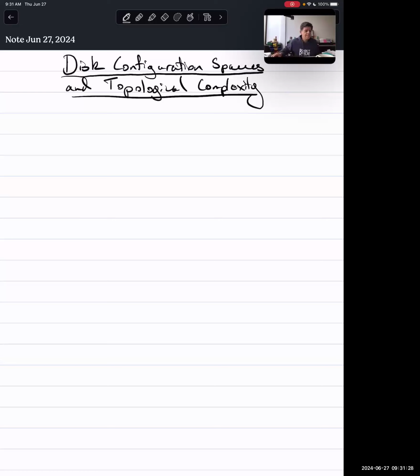Great, thank you, Jesus. So for me, topological complexity is something I really only got introduced to a few months ago, so I probably have a little bit of a basic understanding of it. But to me, topological complexity is something saying, how hard is it to motion plan in a space?